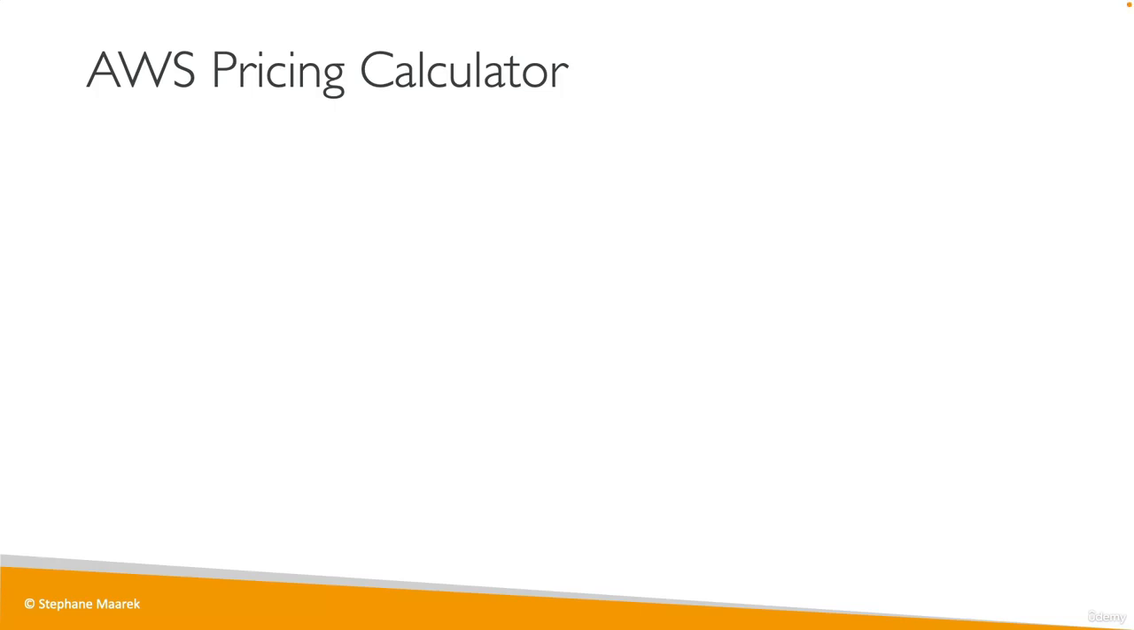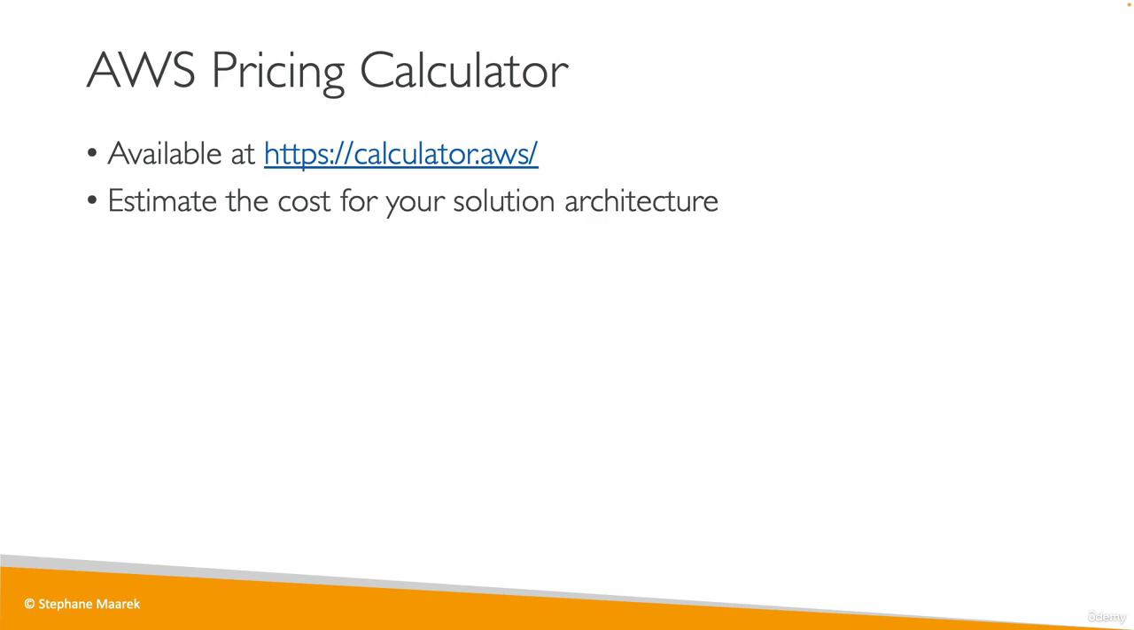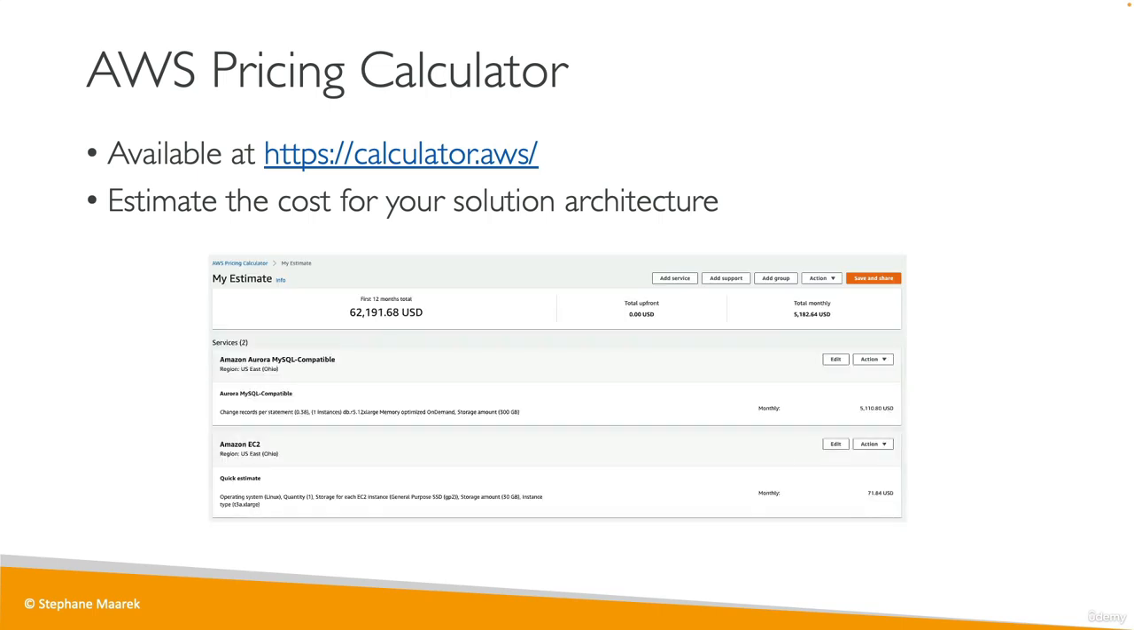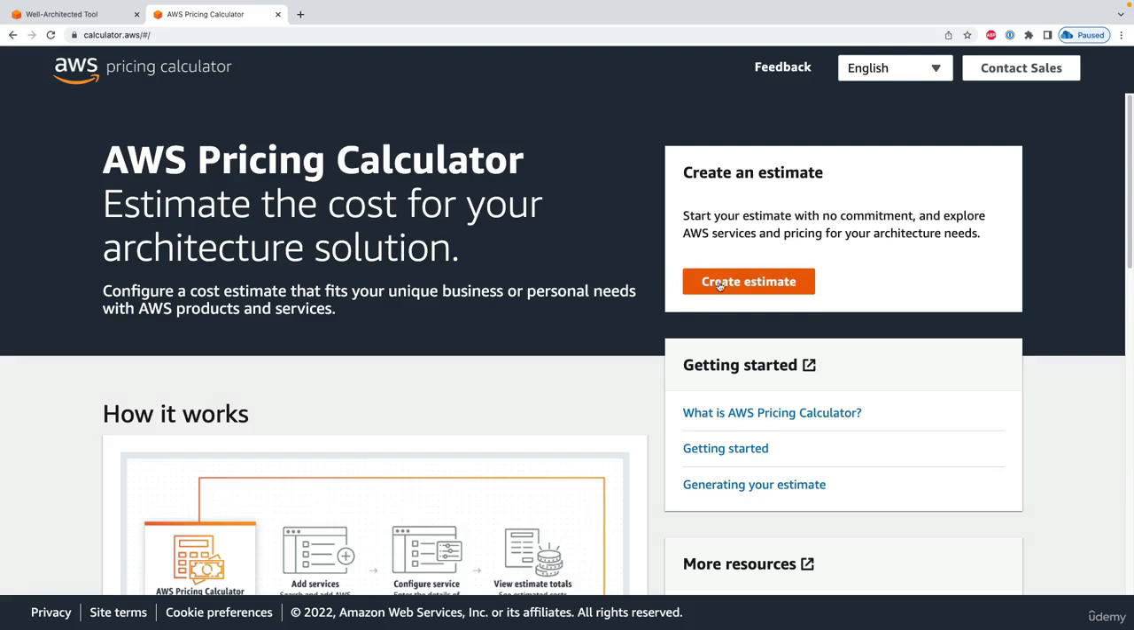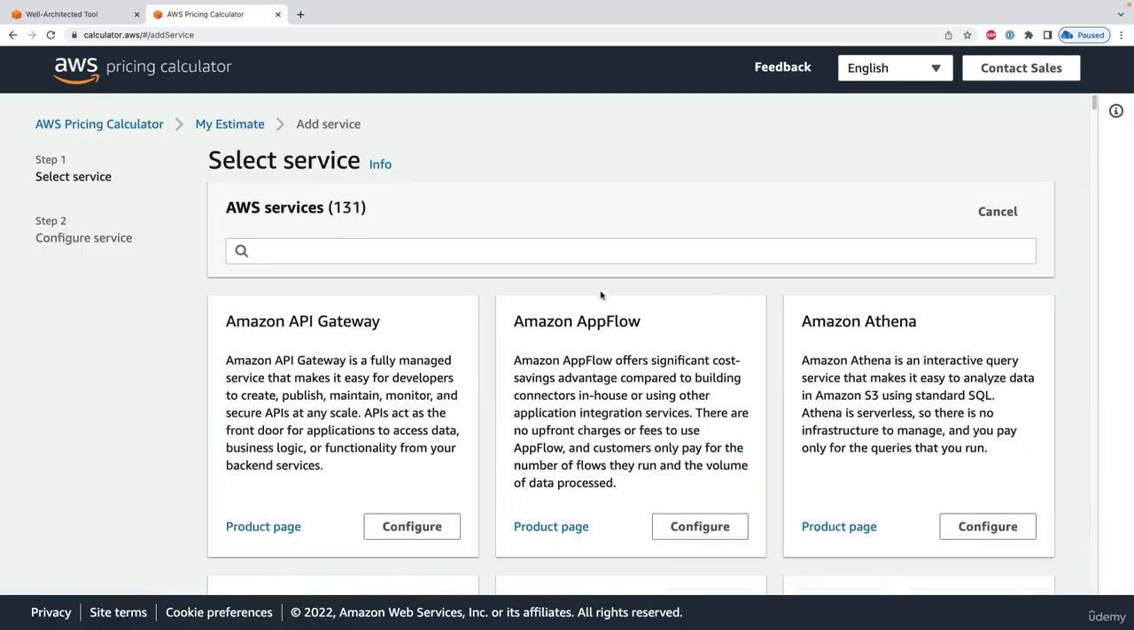So let's talk about the AWS pricing calculator to estimate cost in the cloud. It is available at this URL and we'll have a visit in a second. And it allows you to estimate the cost for your designated solution architecture. The UI looks like this. You will know exactly how much this will cost you, for example, on a year. So here I can create an estimate from the pricing calculator.